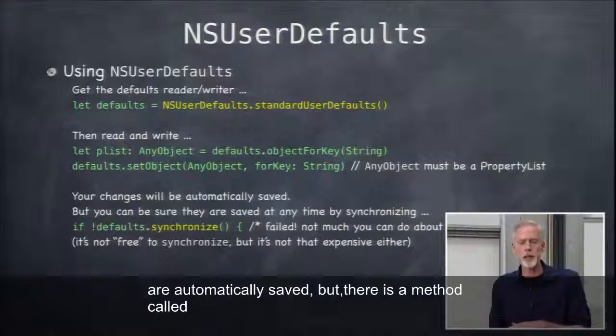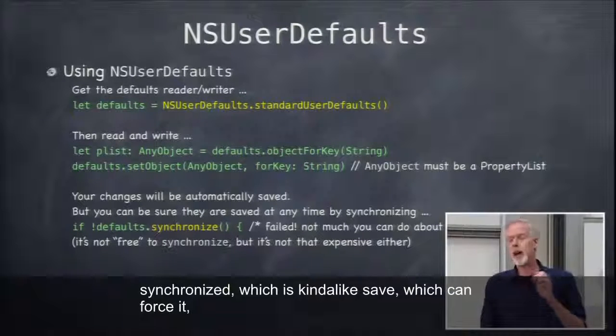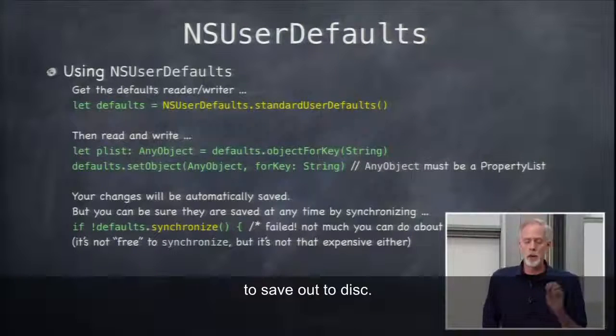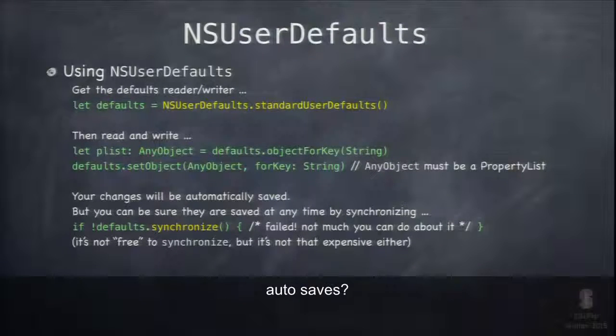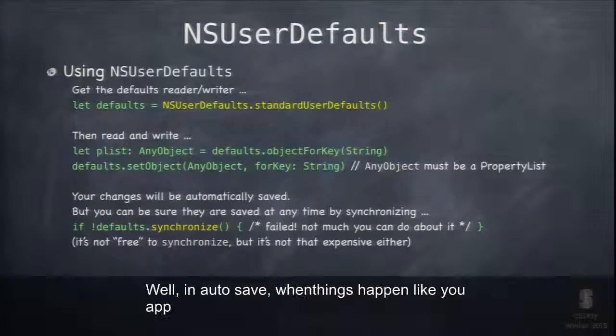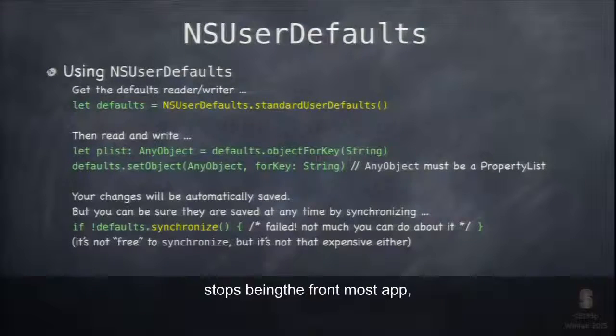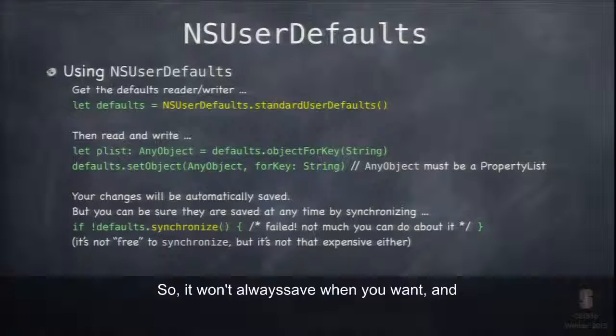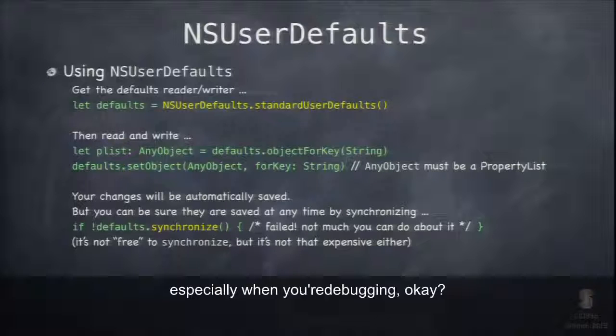Now, the changes you make in there are automatically saved, but there is a method called synchronize, which is kind of like save, which can force it to save out to disk. Why do you ever need synchronize when it auto-saves? Well, it auto-saves when things happen like your app stops being the frontmost app. The user switched to another app, and so your app is still there, but it's switched to the background. It'll save then. So it won't always save when you want, and especially when you're debugging, okay?